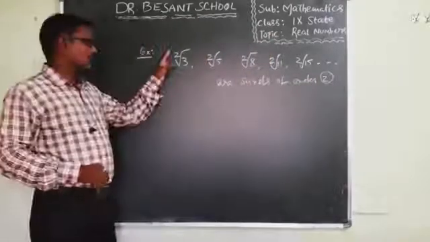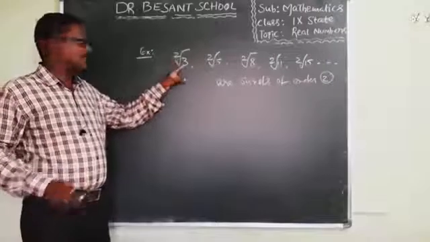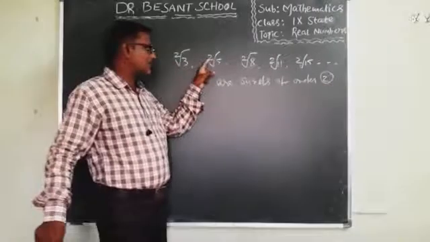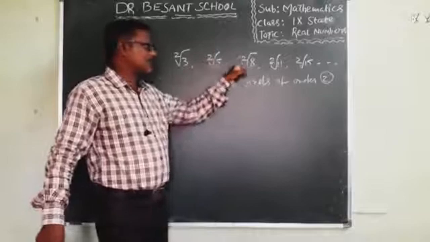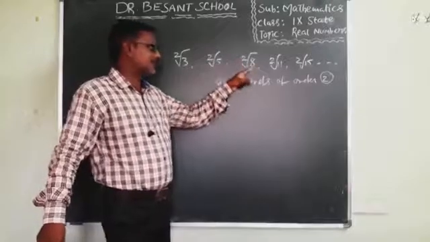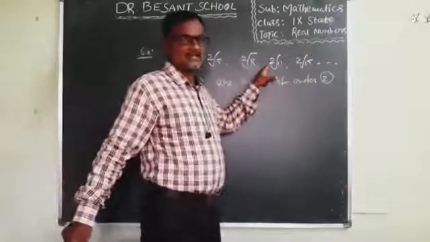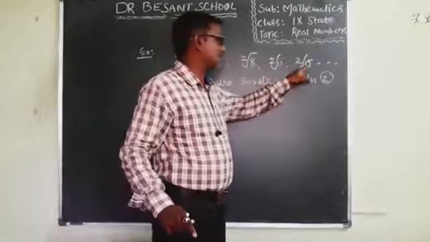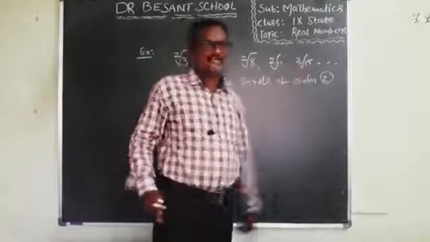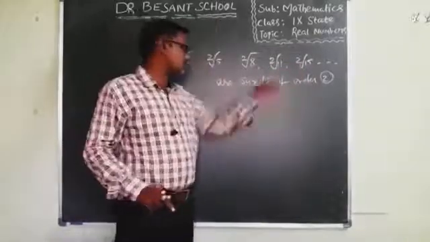Why? Because in square root of 3, 2 is the order, 3 is the radicand. Square root of 5, 2 is the order, 5 is the radicand. Square root of 8, 2 is the order, 8 is the radicand. Square root of 11, 2 is the order, 11 is the radicand. Square root of 15, 2 is the order, 15 is the radicand. See, these are all surds of order 2.